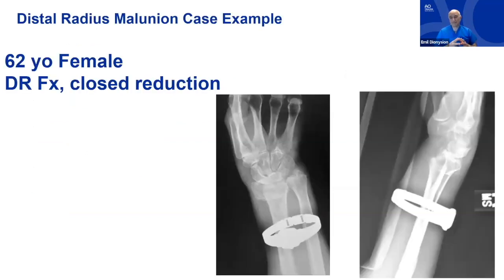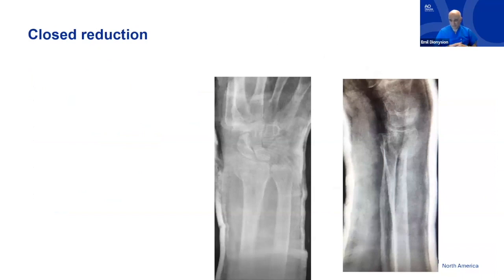So here's a case example, one of our 3 cases. This is a 62-year-old female who fell at home and developed this distal fracture. Of course, we tried a closed reduction. It looks pretty decent. The radial height is relatively okay. The distal ulnar joint is well aligned. The dorsal tilt is about neutral.